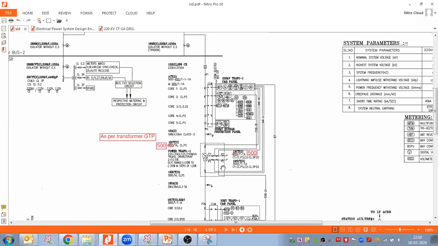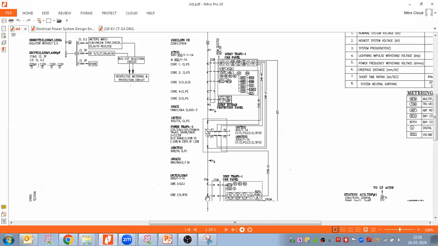Yes. So you are following the similar rule. P1 is on the source side. Yes, sir.